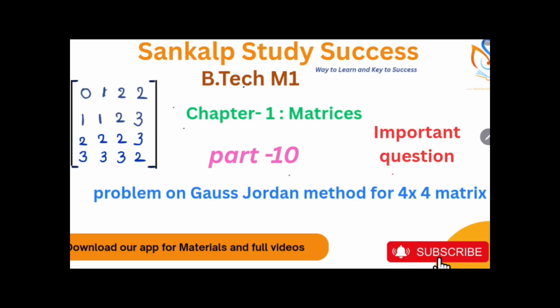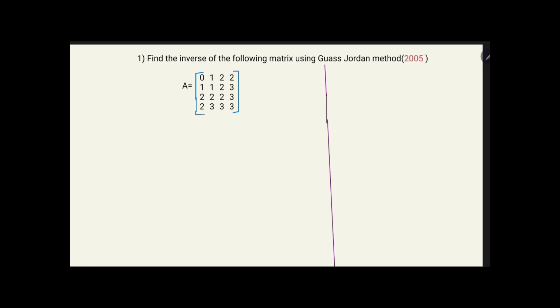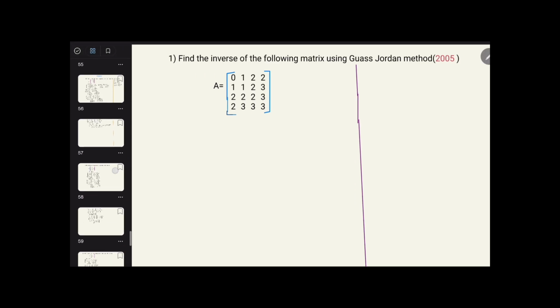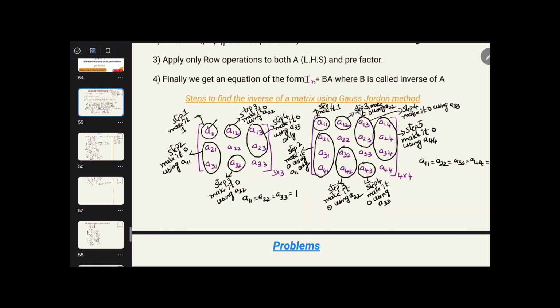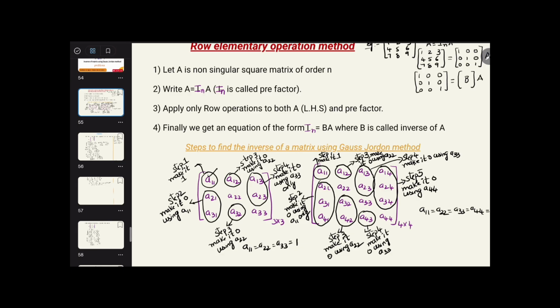Today in this video, I am going to solve a very important question based on the Gauss-Jordan method for a 4 by 4 matrix. This question has been repeated many times. Okay, now let's start the class. Before solving the problems, let's revise the steps that are used to find the inverse of a matrix. These are the steps we have already seen in the previous video.